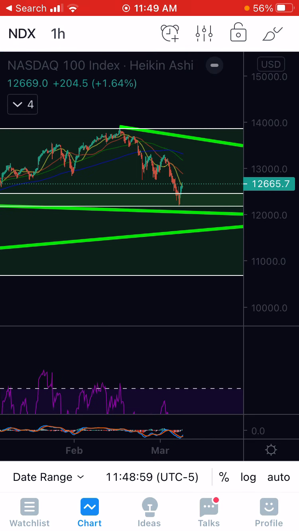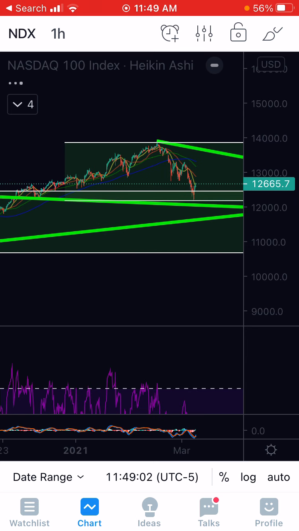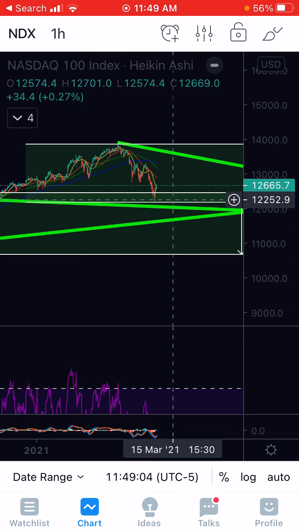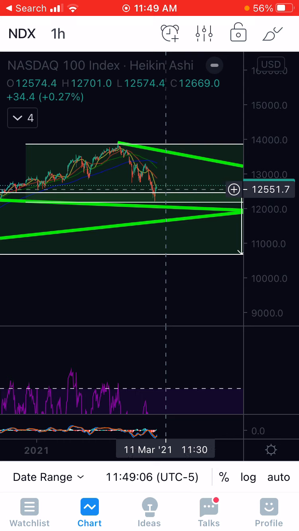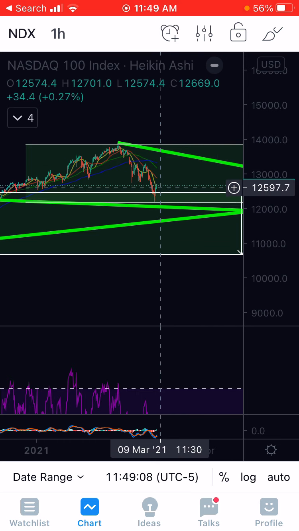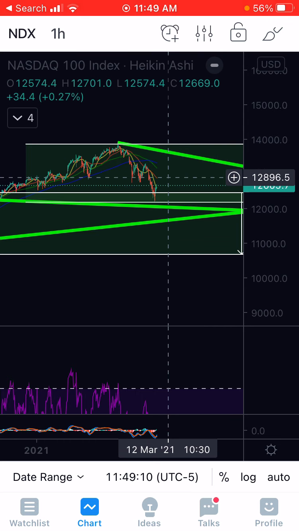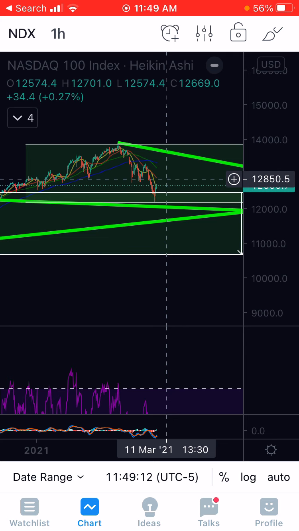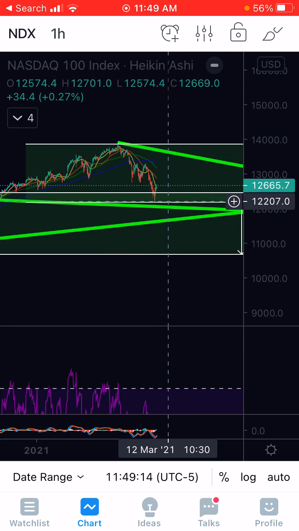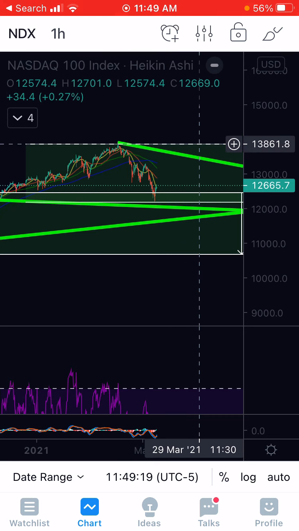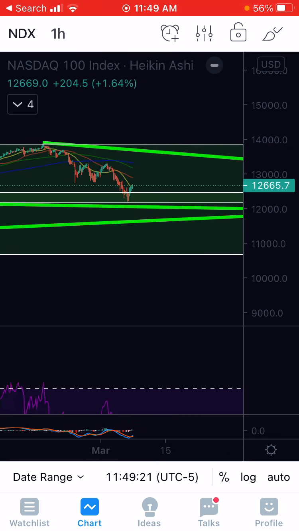As of right now, though, we got a very big bounce off of this support box, and it looks like we could be heading up here to 12,900 before maybe getting another rejection and potentially either coming lower here or getting another bounce off of this level, which could be a nice double bottom here.